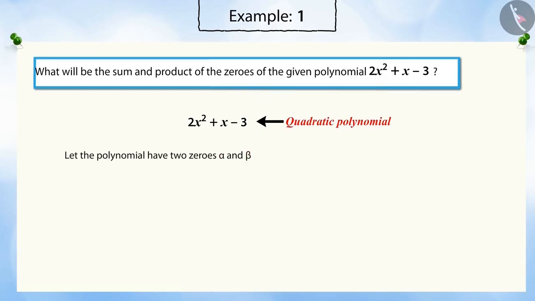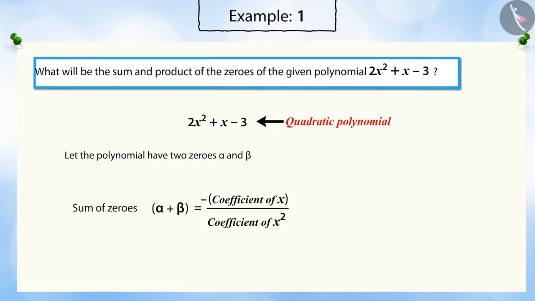In the previous video, we learned that the sum of the zeros of the quadratic polynomial is the negative ratio of the coefficient of x to the coefficient of x squared. Substituting the values of the coefficients of x and x squared gives the sum of the zeros as minus 1 by 2.